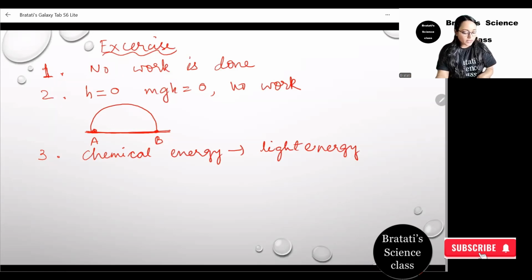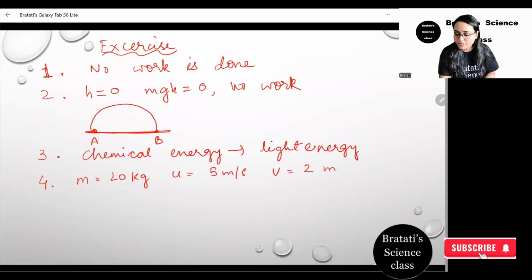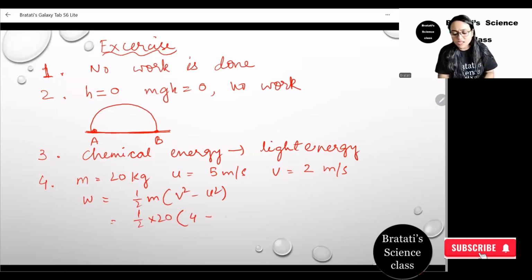A certain force acting on a 20 kg mass changes its velocity from 5 to 2 meter per second. Calculate the work done. So mass is given, 20 kg. U is 5 meter per second and V is 2 meter per second. So we know, W equals half m (V square minus U square). So half into 20, V square is 4, minus 25, negative work done. So 10 into minus 21. So this is minus 210 joule.